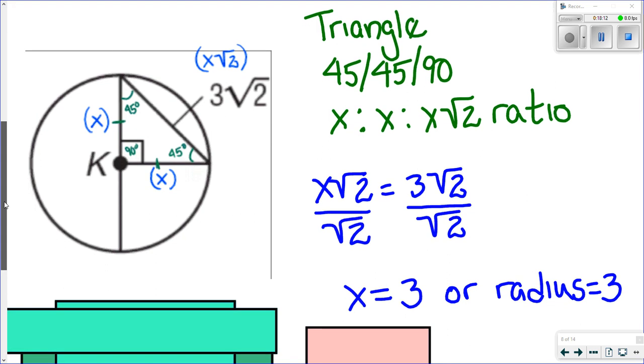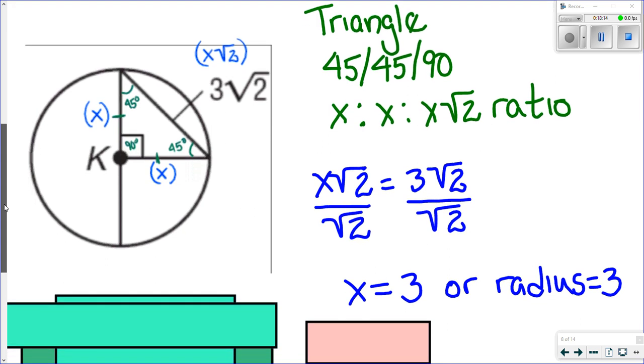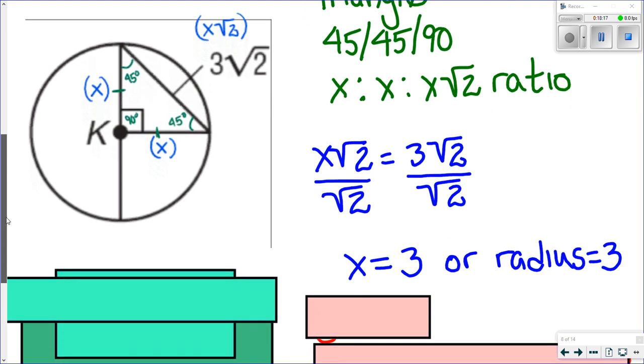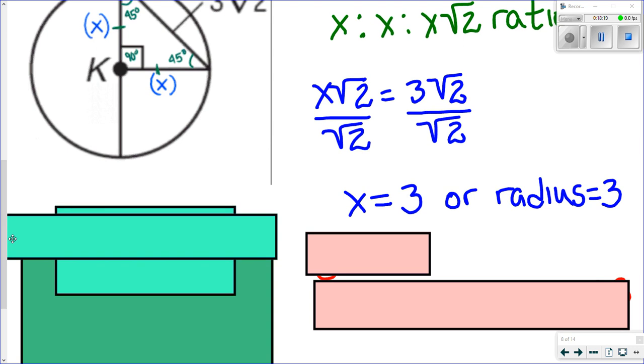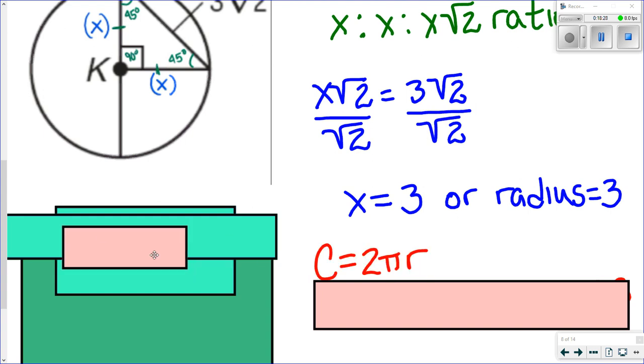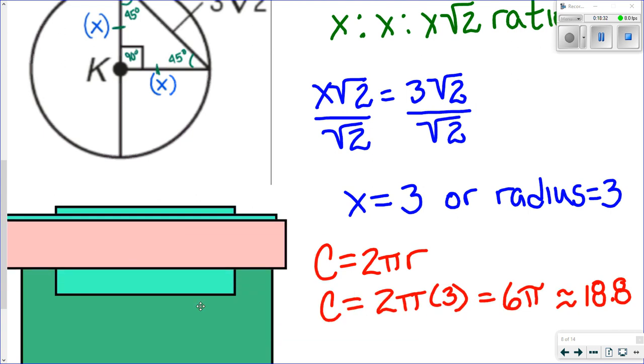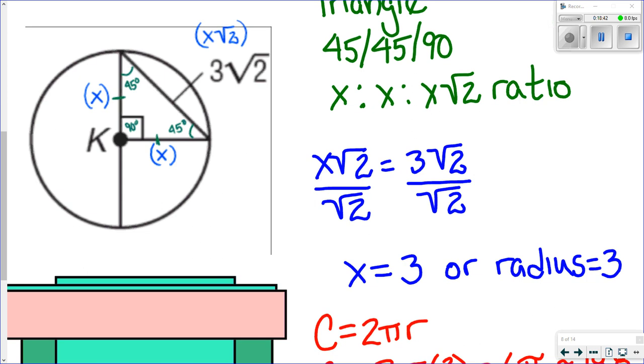All right, so I'm not done yet because I still need to find the circumference of the circle. Because I have the radius, I have to figure out which equation to choose: C equals pi d or C equals 2 pi r. I'm going to choose C equals 2 pi r since I have the radius. I plug in all the information and then I solve. And I get 6 pi, or if they give an approximate value, 18.8. And that is the circumference of circle K.